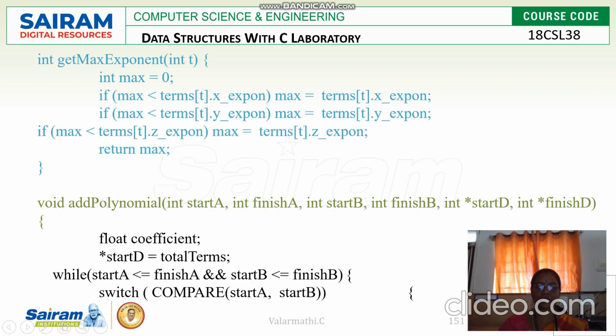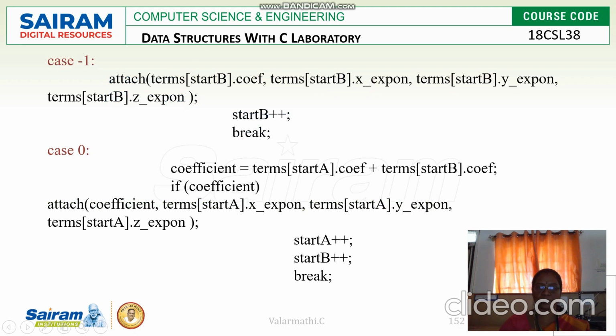Then this is the user defined function to add the polynomials. Here add polynomial is a function which takes the arguments start A, finish A, start B, finish B, start D, finish D. Then coefficient is declared as float, then total terms is a pointer variable pointing to start D. Then we are checking the condition that start A is less than or equal to finish A and start B is less than or equal to finish B. We can start comparing this.